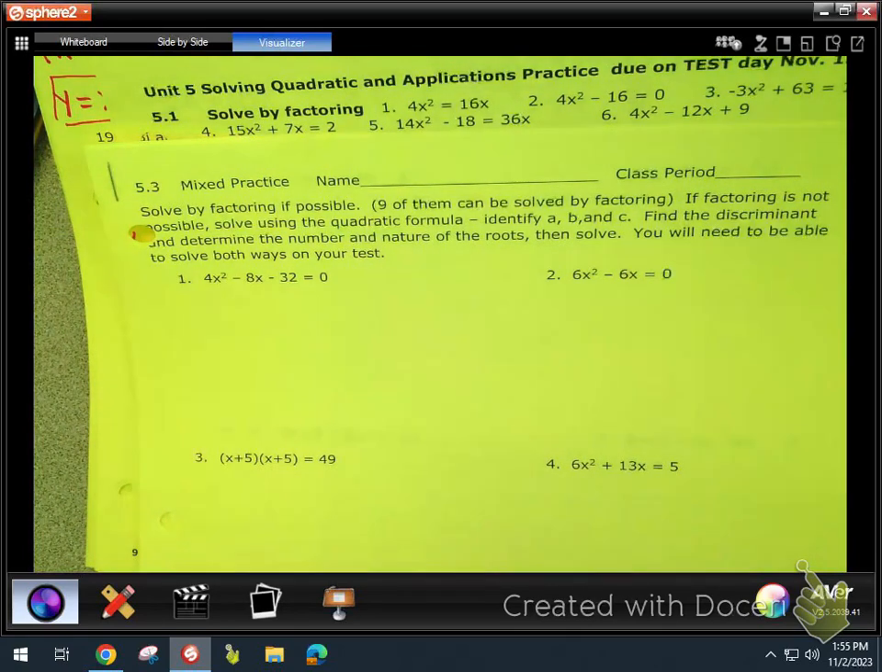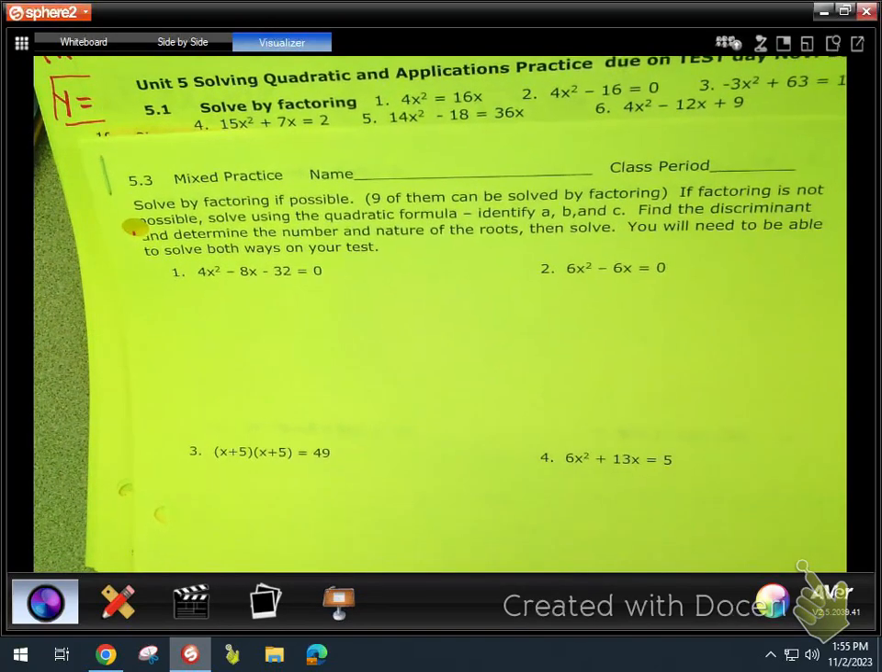Okay? So think about how you know if something is factorable. Just know that I will be specific on your assessments because I need to make sure you can do them certain ways.